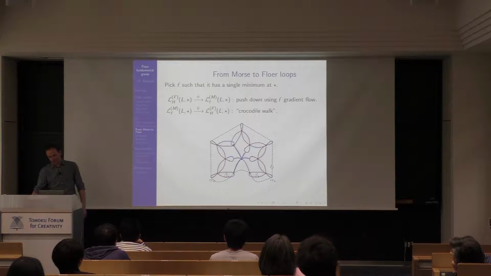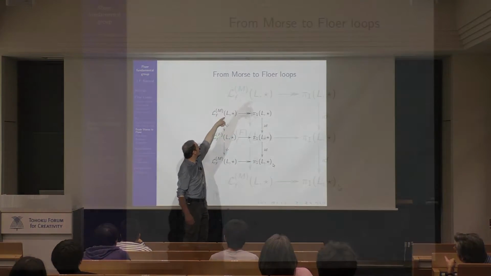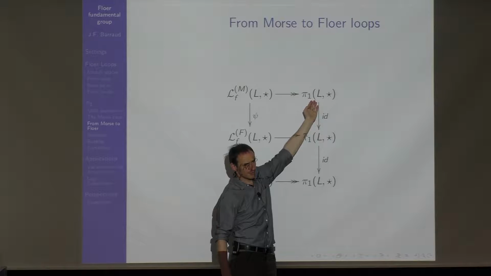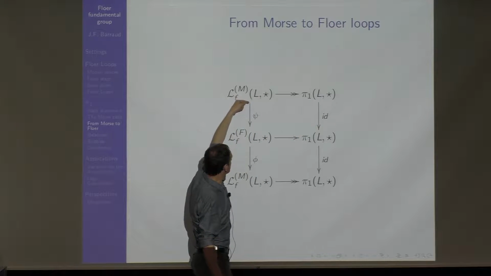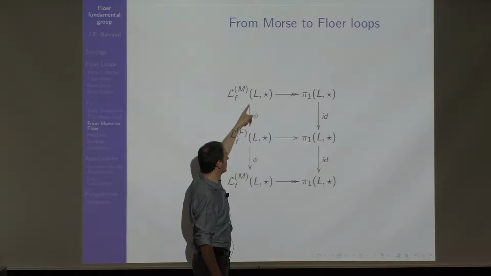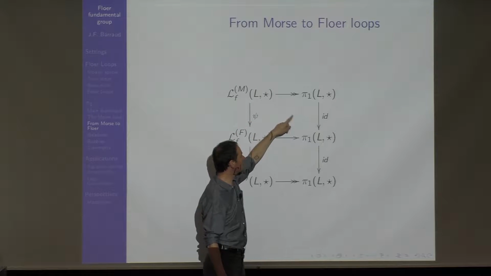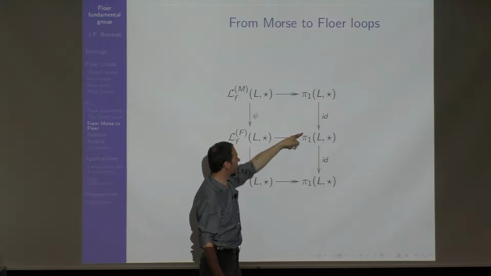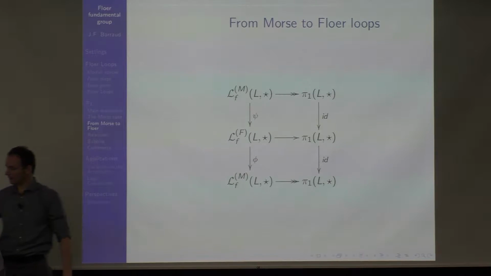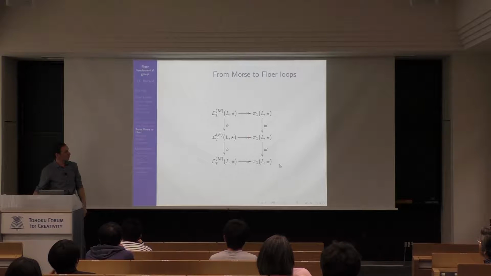And it ends the proof, essentially, because now you don't need this part of the diagram. I had my Morse loops, and I know that they evaluate surjectively on the fundamental group. And I have just constructed this map psi to the Floer loops. And we have seen that it preserves the homotopy class. So it means that the diagram commutes here. So here it's surjective, so here it's surjective. Okay, so it means that the arrow here is surjective. Okay, so this ends the proof that the Floer loops evaluate surjectively on the fundamental group.